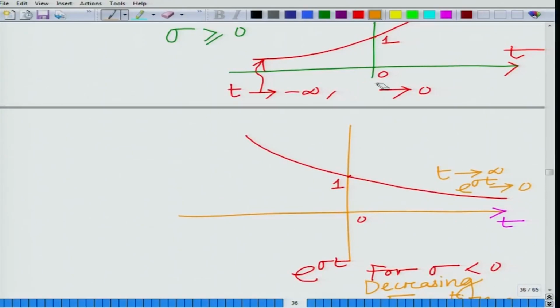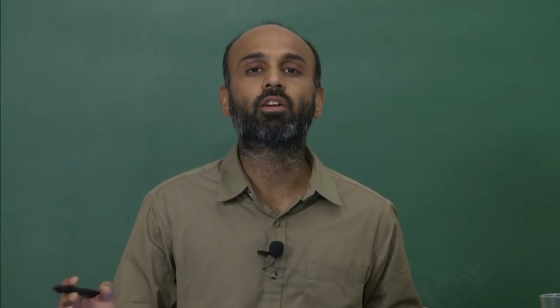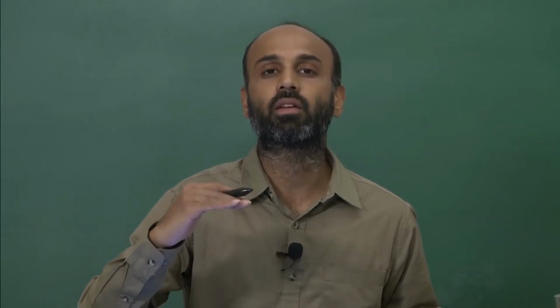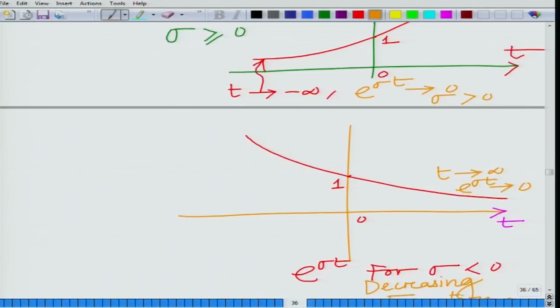Similarly, here also as t tends to minus infinity, e to the power of sigma t tends to 0, but this is only for sigma greater than 0. For sigma equal to 0, obviously e to the power of sigma t is simply e to the power of 0, which is 1. That is, for the case when sigma is 0, e to the power of sigma t is unity. So, for sigma greater than 0, it tends to 0 as t tends to minus infinity. For sigma less than 0, it tends to 0 as t tends to plus infinity.